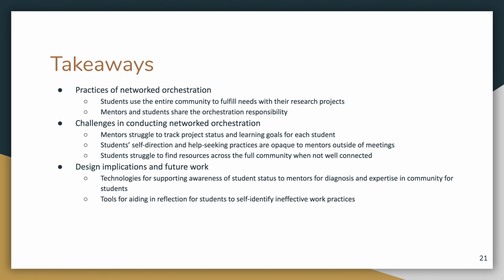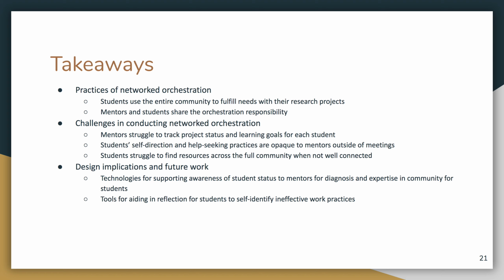So as a high level takeaway, what we found is that in the ways we do networked orchestration, students use the entire community to fulfill needs on their research projects, and mentors and students share orchestration responsibilities, where mentors typically help orchestrate in meetings and students self-direct their work outside of meetings. For challenges in conducting network orchestration, we find that mentors struggle to track project and learning goals for each student, which makes it challenging for them to diagnose all the issues, which is also related to the opaqueness in how students work outside of meetings. And students also struggle to find resources across the full community when they're not well connected to everyone there.